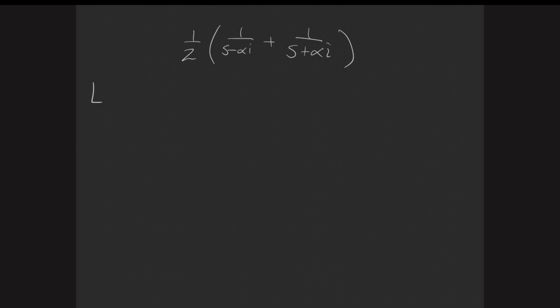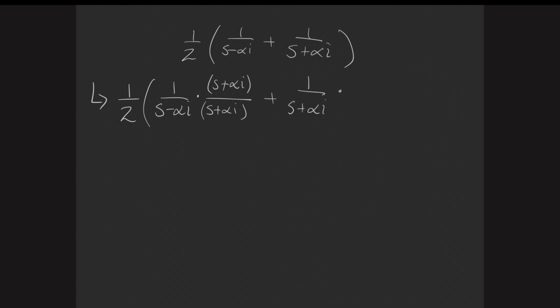Something we could do to this is just keep that 1/2 out in the back. Over here, multiply by the conjugate on the top and bottom. So we have s plus alpha i over s plus alpha i. And on the right, again, multiply by the conjugate so that we have s minus alpha i over s minus alpha i.